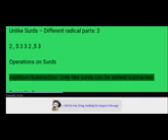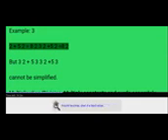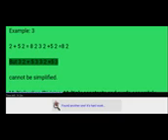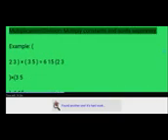Operations on surds. Addition and subtraction: only like surds can be added or subtracted. Example, 3 root 2 plus 5 root 2 equals 8 root 2. But 3 root 2 plus 5 root 3 cannot be simplified. Multiplication and division: multiply constants and surds separately. Example, 2 root 3 times 3 root 5 equals 6 root 15.